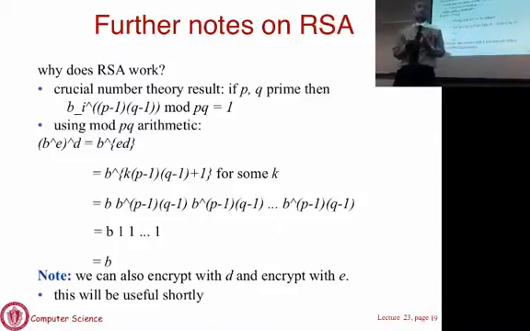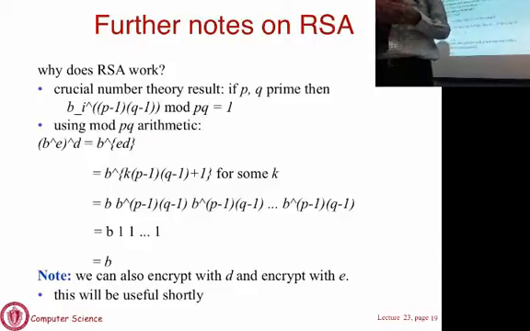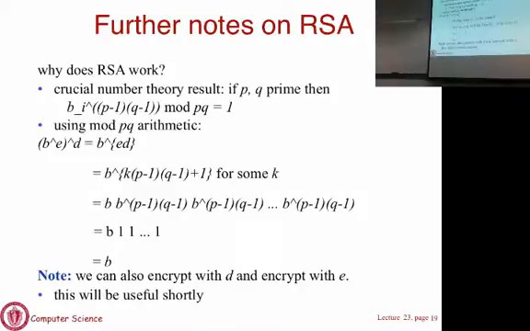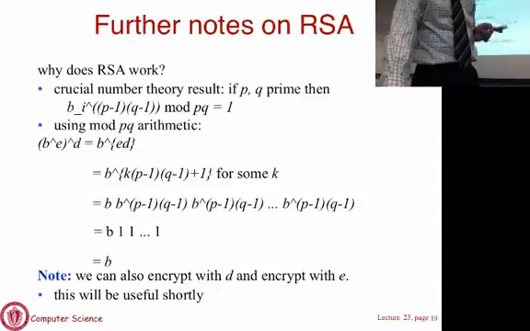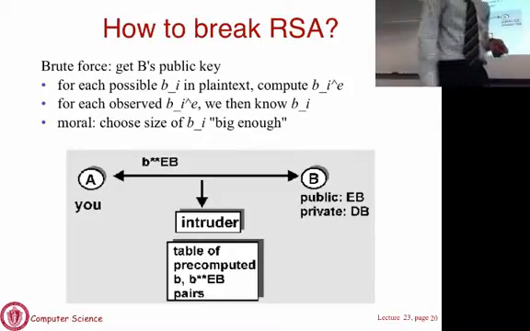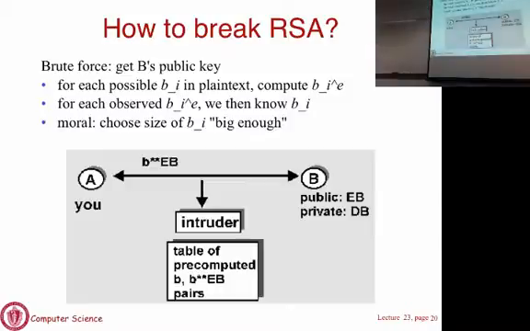That's just a rough sketch of what is behind RSA. We don't have to go into too many details of why that number theory result is true. Let's just take that as a given. Any questions on this? Okay, so now let's talk about some interesting stuff, as to what might be some problems with RSA if not done right.